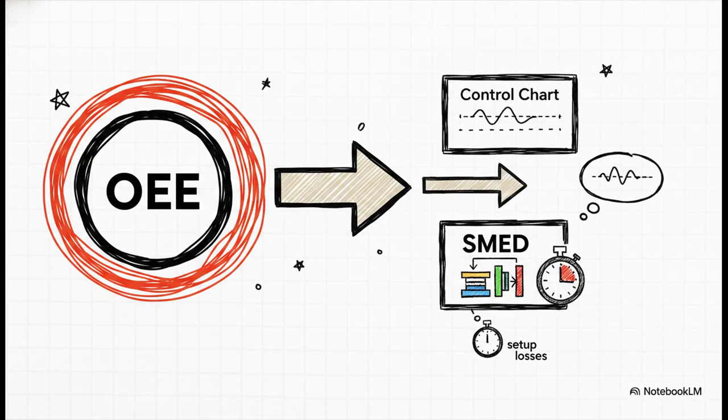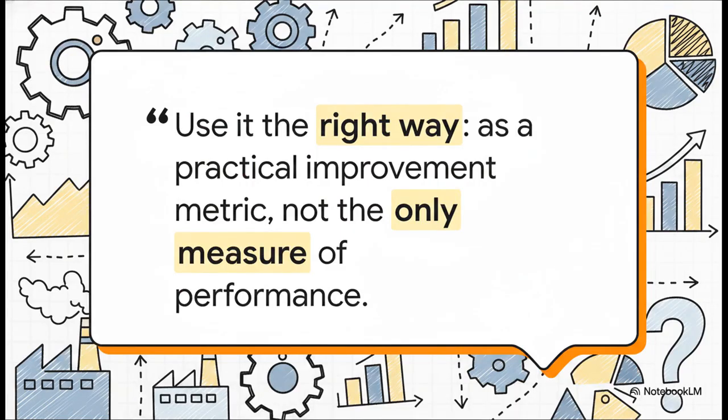So if OEE shows us there's a problem, that's our cue to go deeper. If quality is the issue, okay, we break out the control charts and other statistical tools. If setup losses are high, like in our case study, we get to work on changeover reduction using tools like SMED. The point is, OEE is the starting line, not the finish line. So yeah, OEE has its limitations, but there's absolutely no harm in using it, as long as we use it in the right way, as a practical tool for improvement, not as the one and only measure of performance. It just helps you ask the right questions.